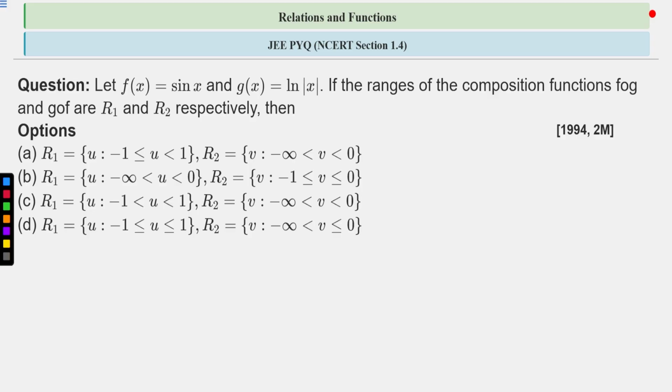So see, f(x) is given, g(x) is given, then we can easily find fog and gof. After finding fog and gof, we will find their ranges, and R1 and R2 will be the ranges. And we will compare the ranges with the given options. Many students are saying option D is correct. Let us see. So you have 10 seconds to solve or think about this question. After 10 seconds, we will discuss the solution part.